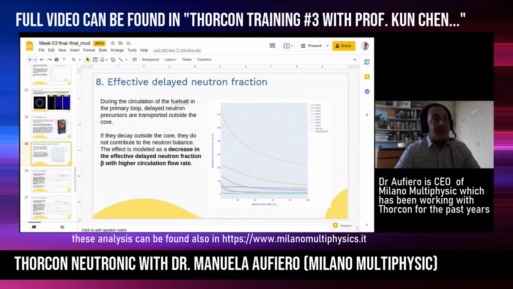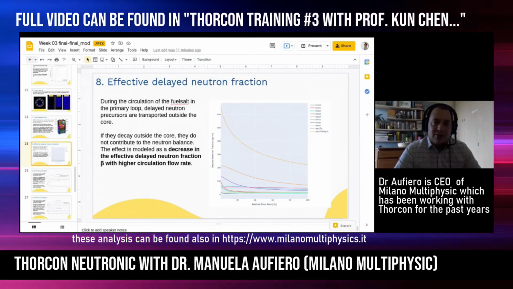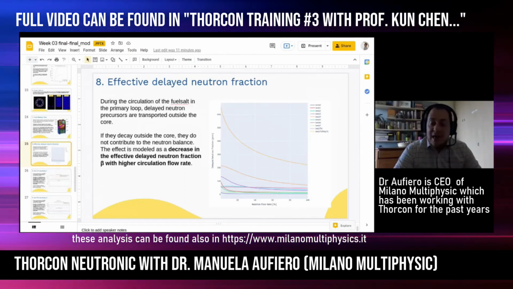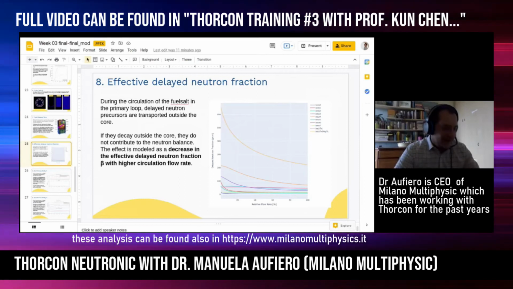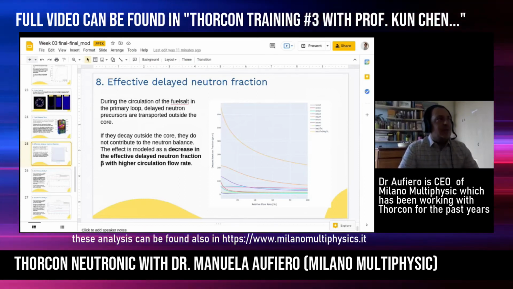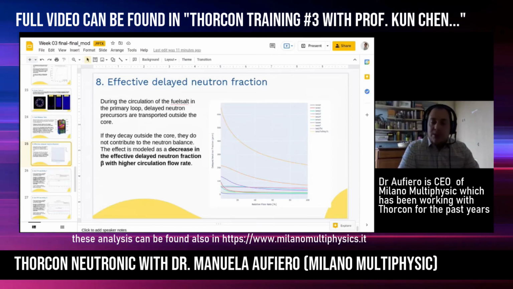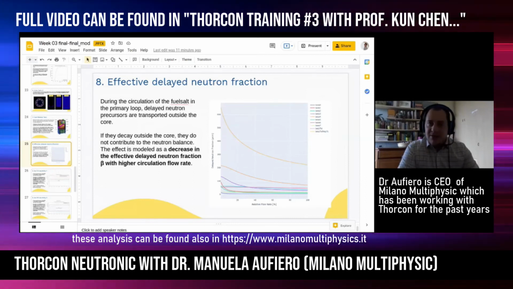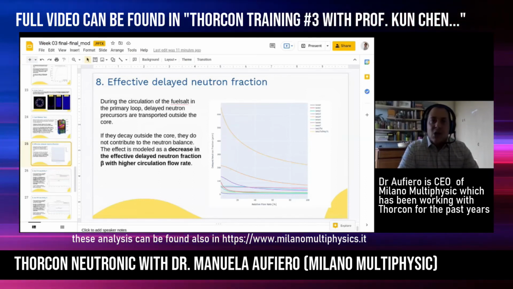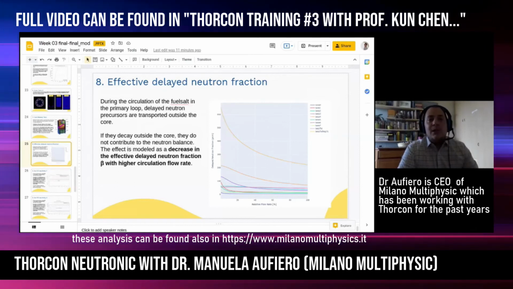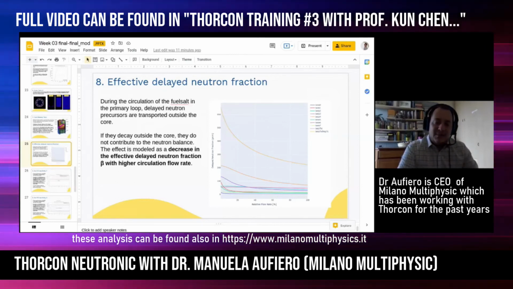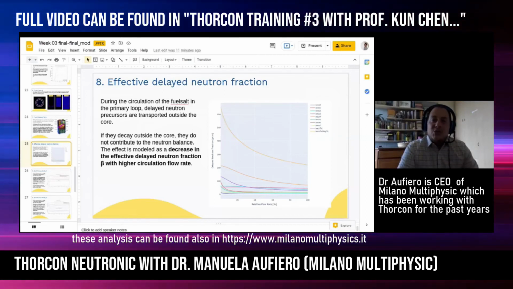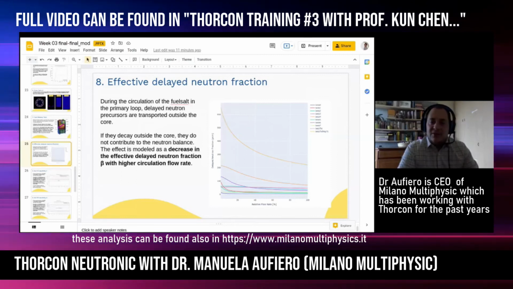Nonetheless, what is peculiar is not the small value of the effective delayed neutron fraction, but the fact that the delayed neutron fraction effectively depends on the flow rate. So since it is possible, in principle, to operate the reactor with a variable speed pump and a variable circulation flow rate, even if this is not in the present control design of the ThorCon system, in that case, we will have to take into account that reactivity, beyond the reactivity feedbacks due to temperature, is changed and introduced due to the different flow rates.